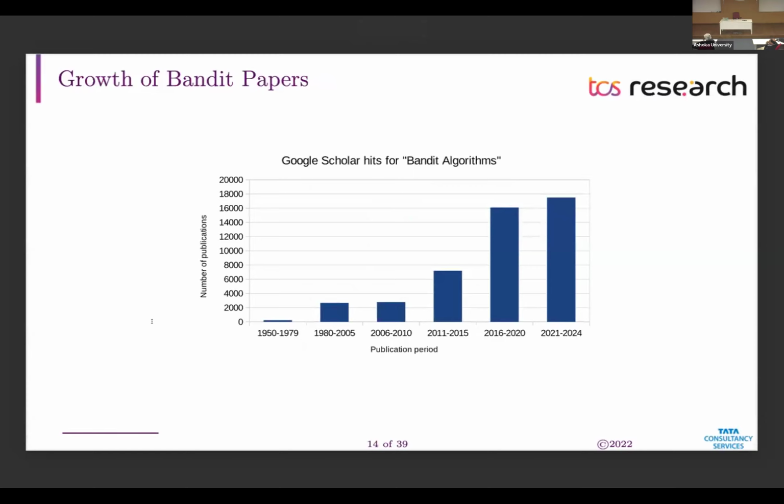If you just do a Google Scholar search, so every time I give a related talk, I update this little bar chart. So you see how the number of papers on bandit algorithms, I just do a keyword search for bandit algorithms in Google Scholar. This is how it has been growing. So it's a very, very active area of research. And starting from the initial days, there are many, many variations on this that have come up.